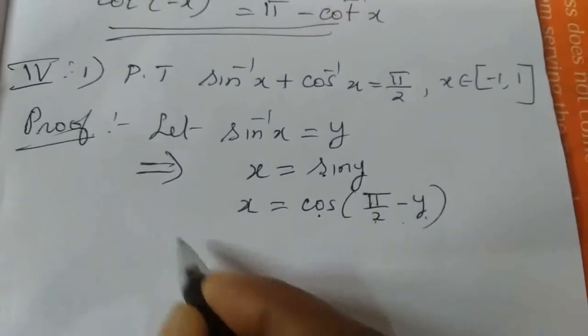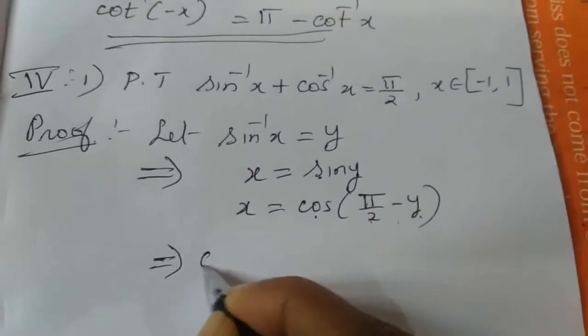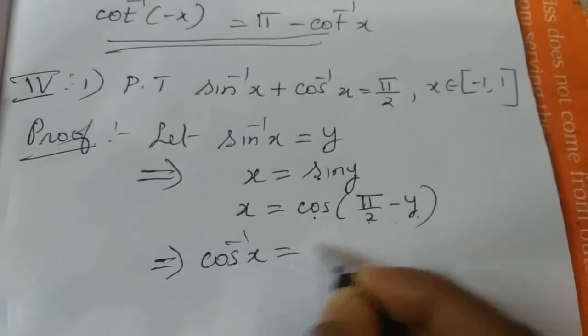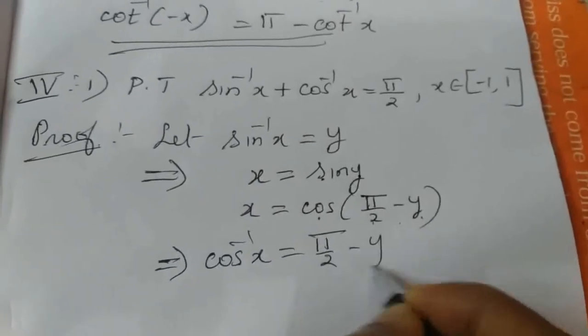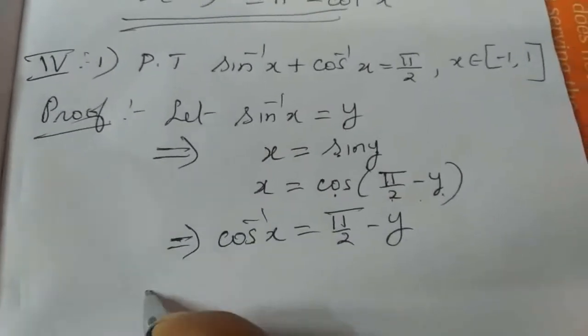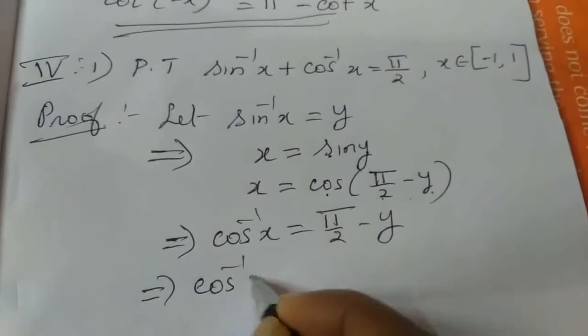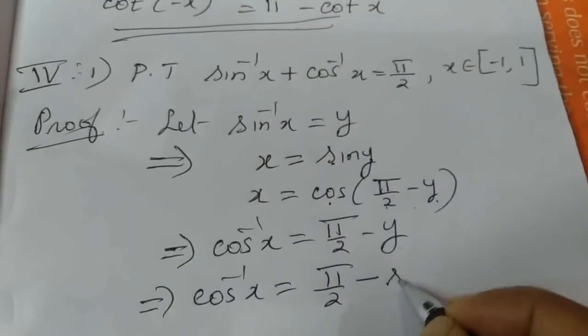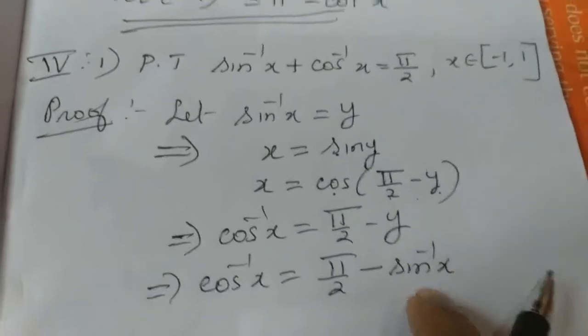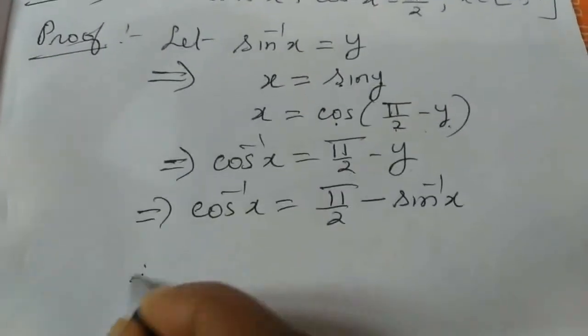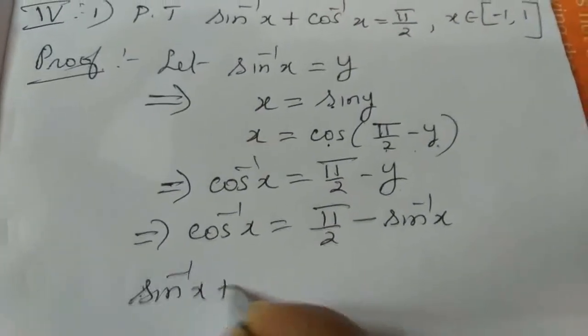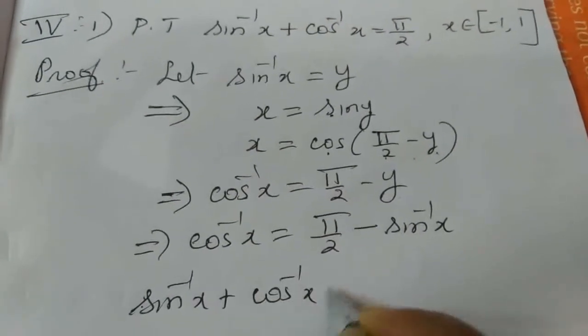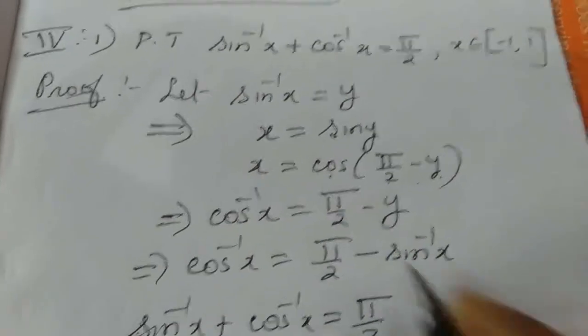Next, it can be written like this. Cos inverse x is equal to pi by 2 minus y. Y means sin inverse x. Now bring this term to the left hand side. It becomes positive. Sin inverse x plus cos inverse x is equal to pi by 2. This is the required result.